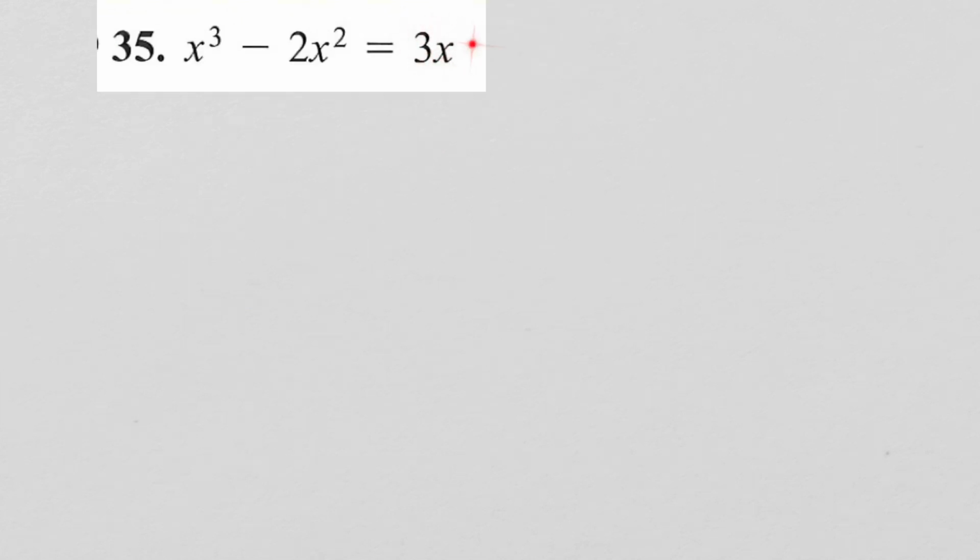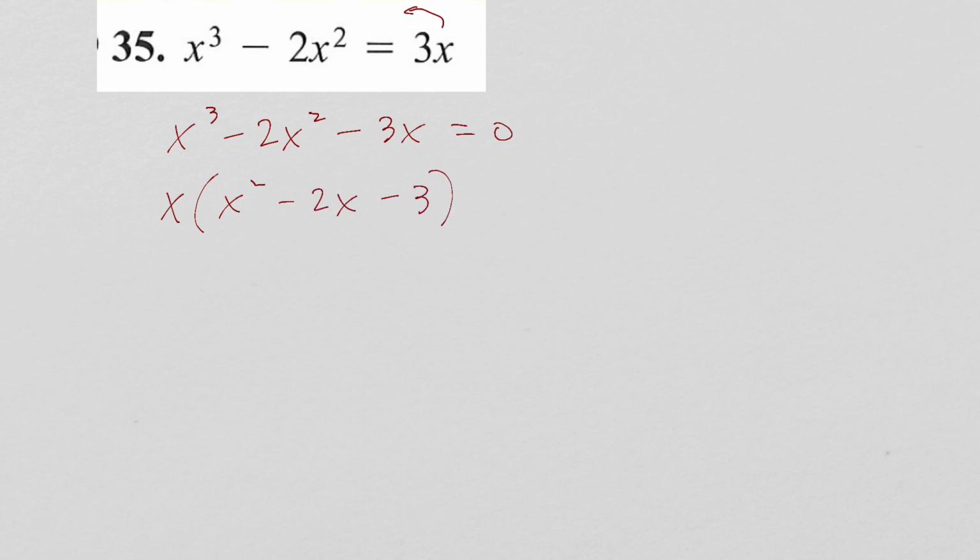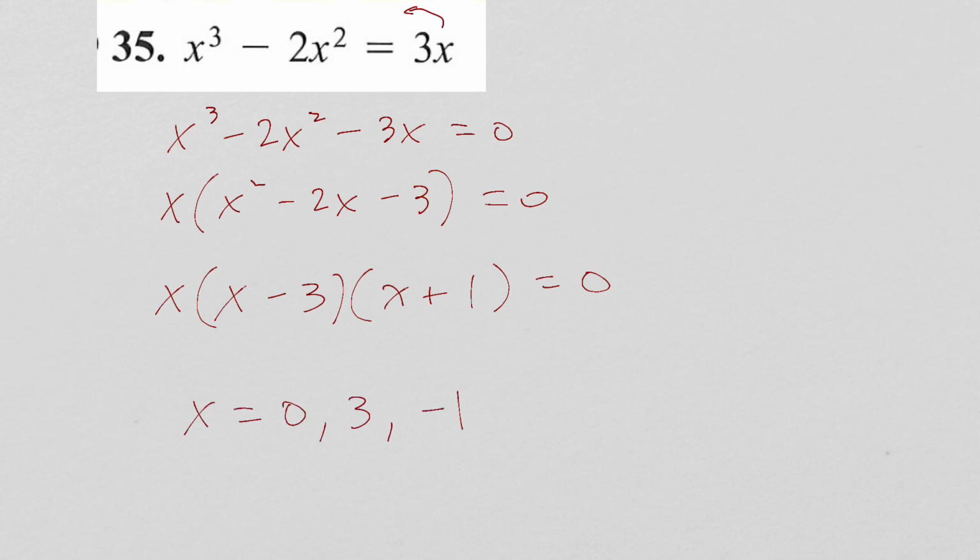Okay, this is not set equal to 0, so that's going to be our first step. We're going to move this over. Now we have a GCF, the x, so let's factor that out. Now factors of 3 that give us negative 2 are negative 3 and positive 1. So we're done. x is equal to 0, positive 3, and negative 1. 0 from this, positive 3 over 1 from this, and negative 1 over 1 from this.